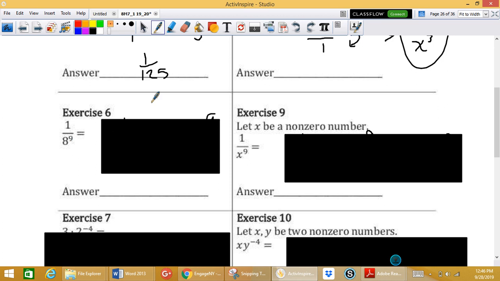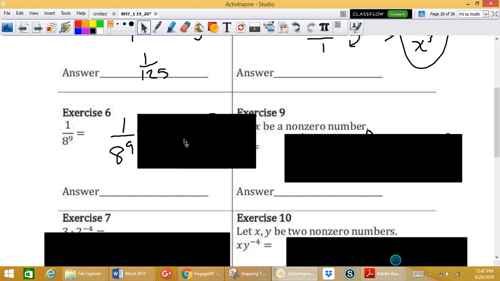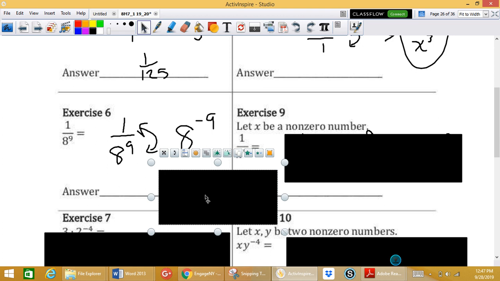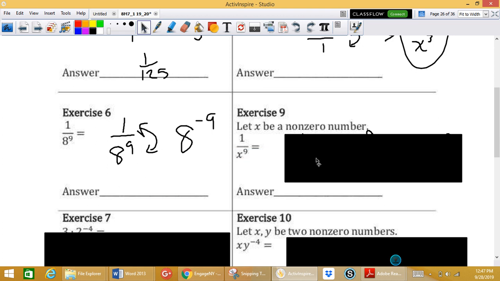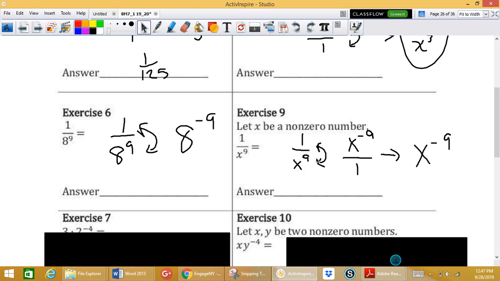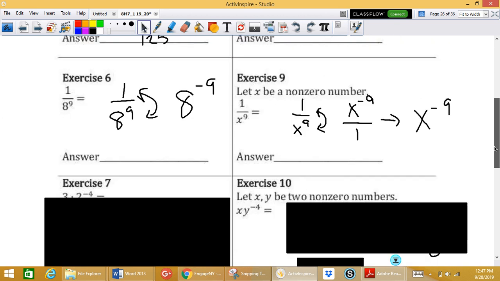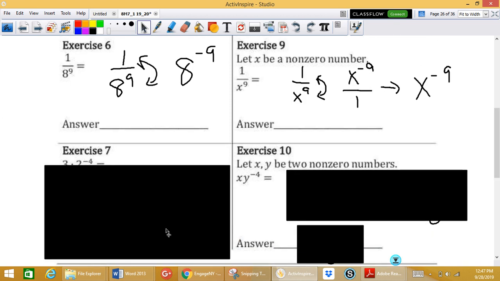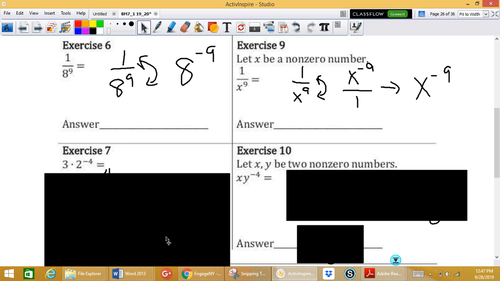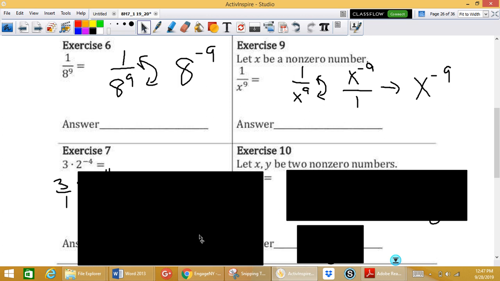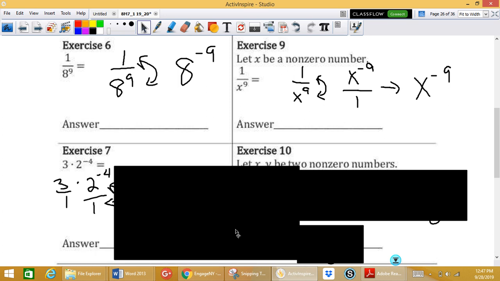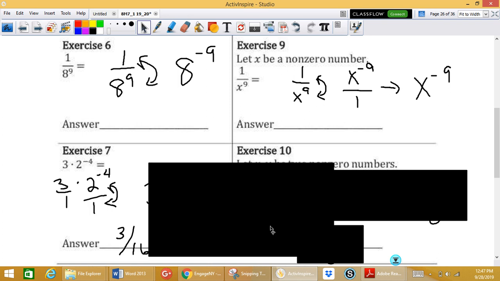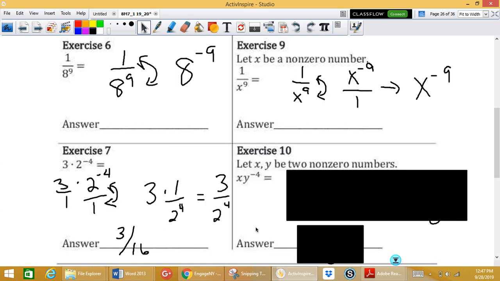1 over 8 to the ninth, you flip it, so you get 8 to the negative ninth. 1 over x to the ninth, you flip it and you get x to the negative ninth. Three times 2 to the negative fourth, so that's 3 over 1 times 2 to the negative fourth over 1, so you have to flip that. So then you have 3 times 1 over 2 to the fourth, so that's 3 over 2 to the fourth, or 3/16.